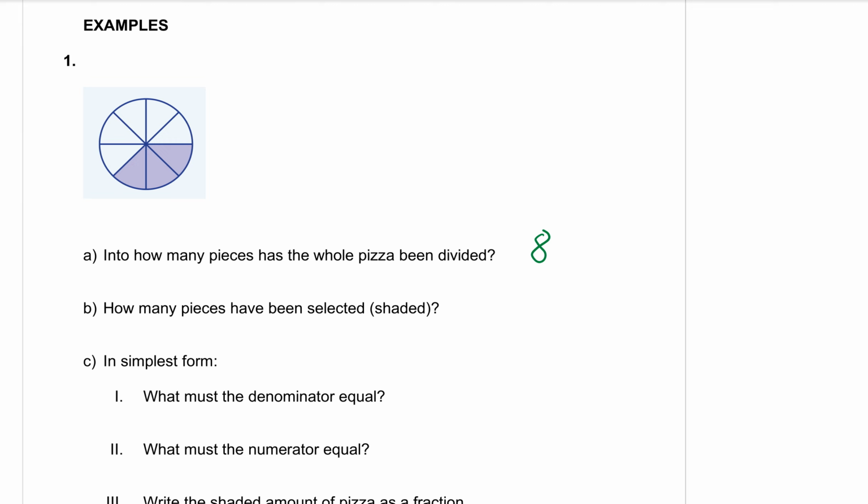Part B says, how many pieces have been selected? In other words, the shaded ones.